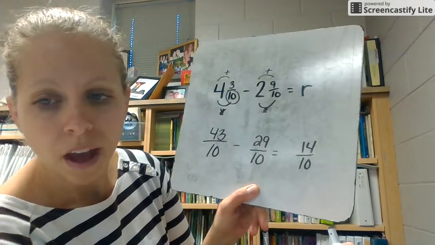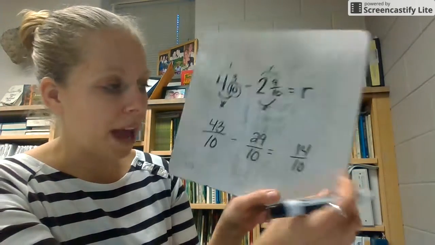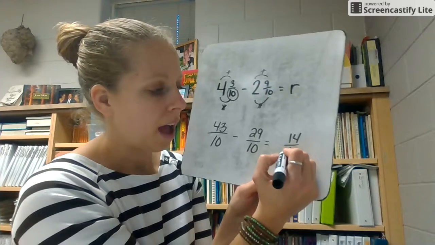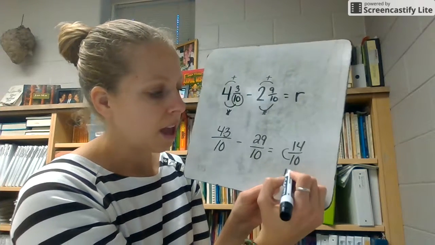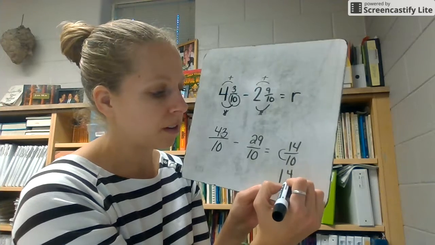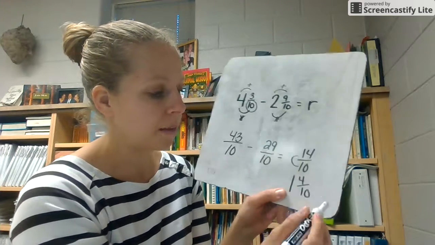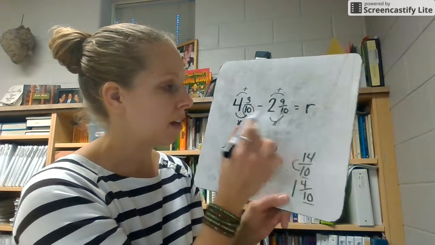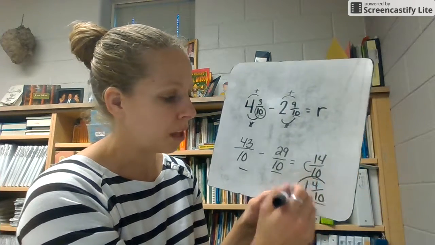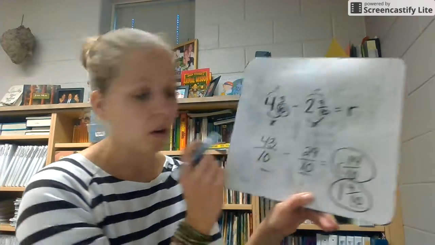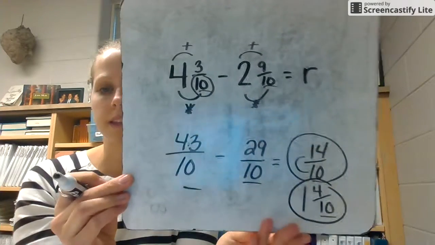tenths. Again, if I want to make that back into a mixed number, I look at how many times 10 goes into 14, which is 1 time. It leaves me with 4 left over, and I keep my denominator. Keeping your denominator is super important, okay? So my answer could be 1 4/10 or 14 tenths.